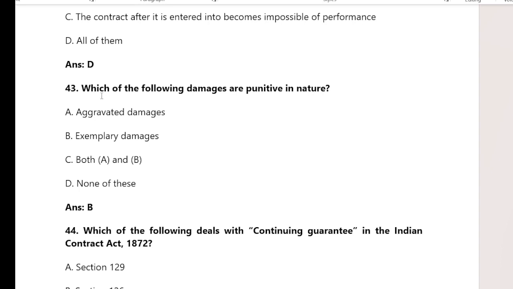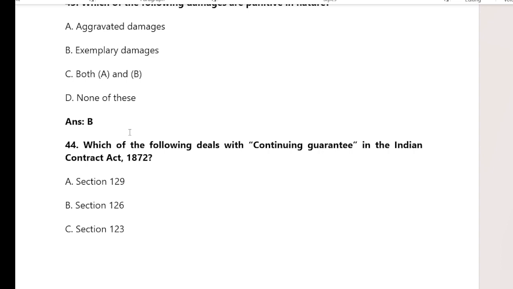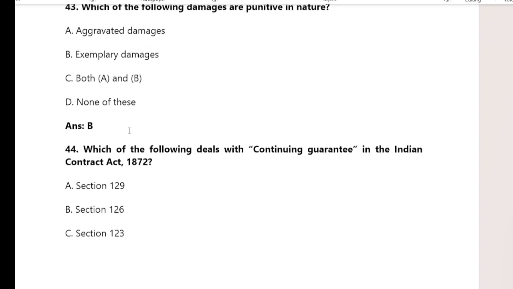And the next question is, which of the following damages are punitive in nature? A: aggravated damages. B: exemplary damages. C: both A and B. D: none of them. The right answer is exemplary damages.